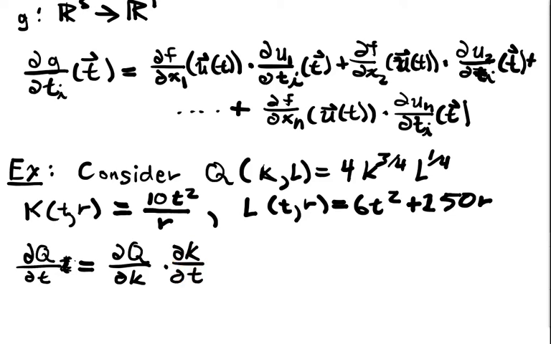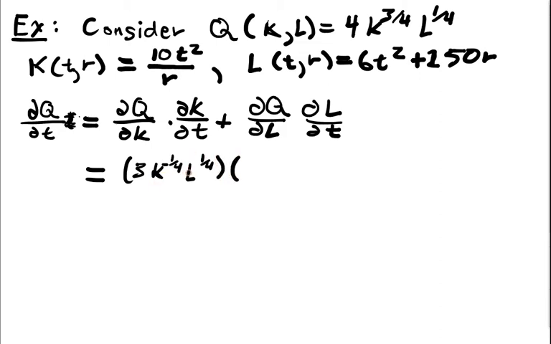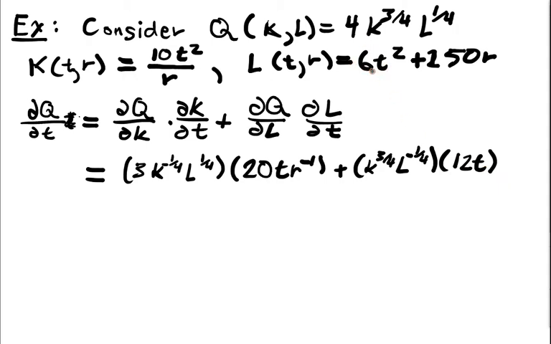So this is dQ/dK times dK/dt plus dQ/dL times dL/dt. Well, if we compute all those things, and these are nice monomial-like objects, these are to the 3/4, but we just have to deal with exponents. We're going to get 3K^(-1/4) L^(1/4). So these are still functions of t and r, but I've just suppressed the argument so that I don't have to deal with it. 2t, still r inverse, plus K^(3/4) L^(-1/4), again suppressing arguments, 12t. So if I take partial of this guy with respect to t, I kill the r term.